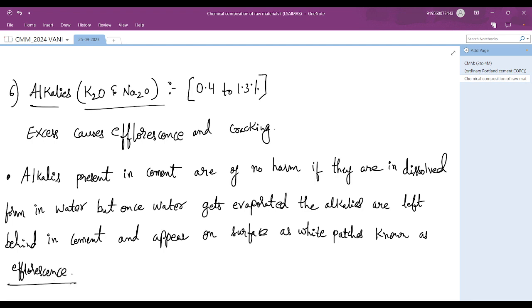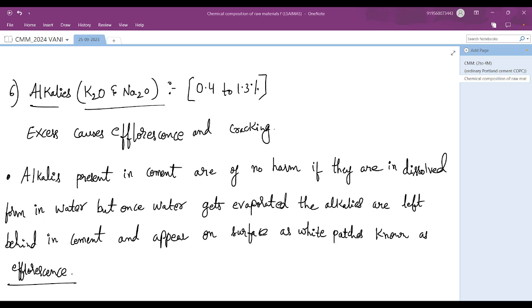Now, clear what is meant by efflorescence? Please remember this word, because the very same word we are going to study again in brick. In brick we study it, even in concrete we study it, but mainly we study it in brick. So clear, all of you, what is meant by efflorescence?